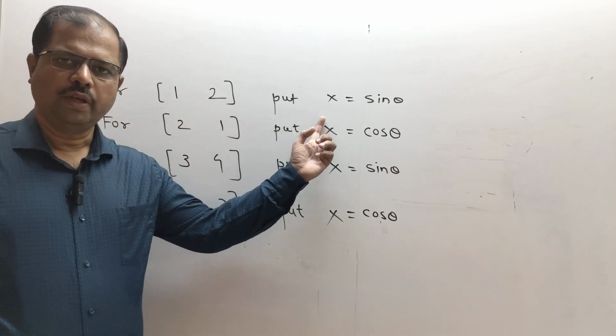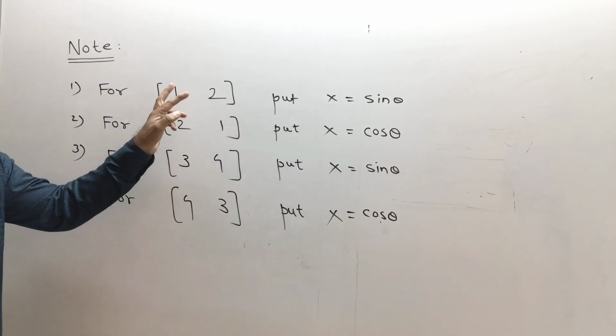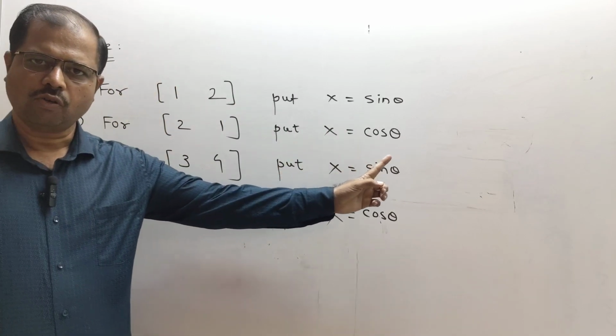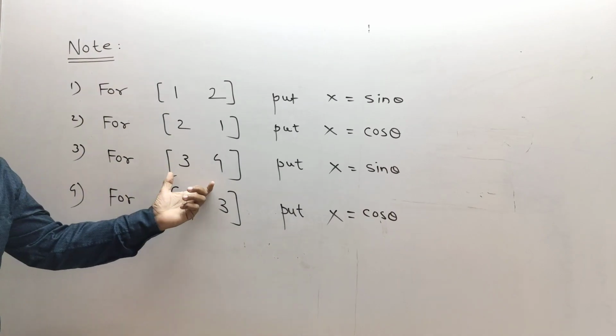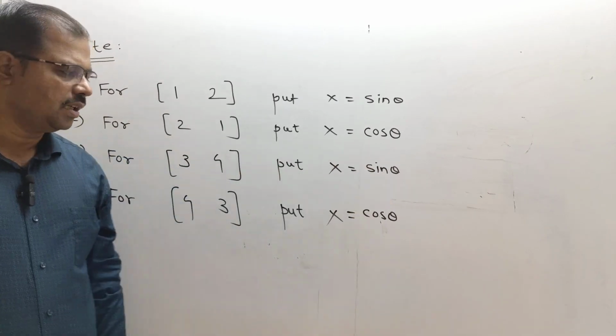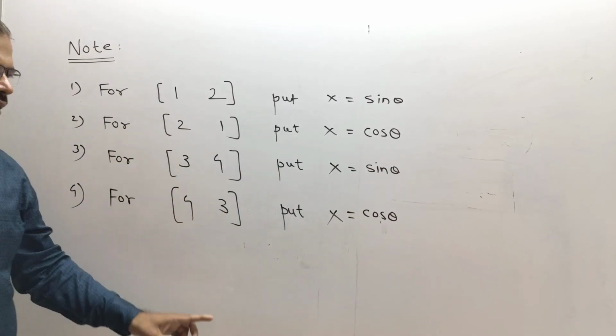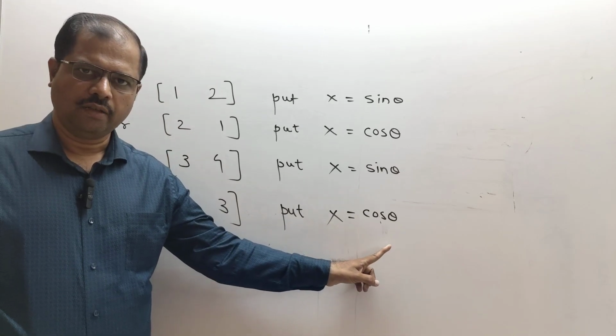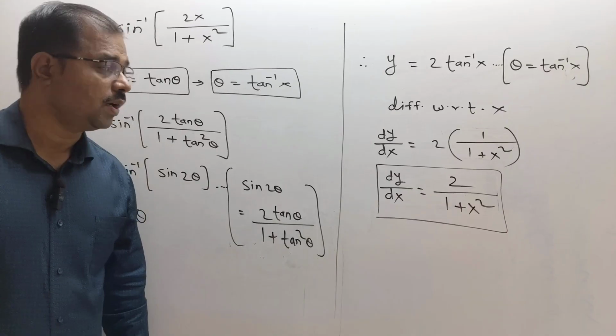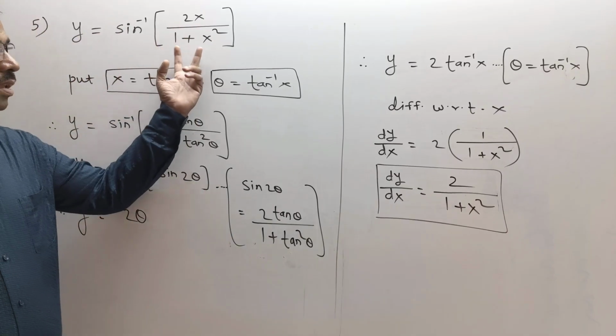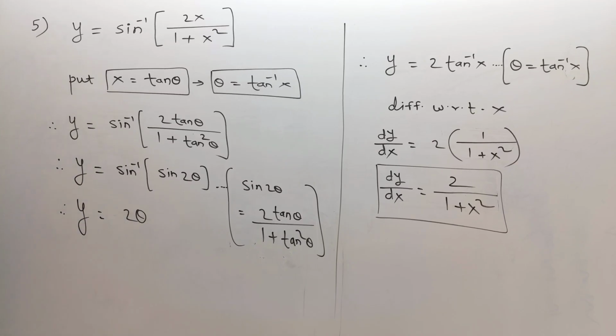For 1, 2, put x is equal to sin theta. For 2, 1, put x is equal to cos theta. For 3, 4, put x is equal to sin theta, and for 4, 3, put x is equal to cos theta. Now, next problem is y is equal to sine inverse of 2x upon 1 plus x square.